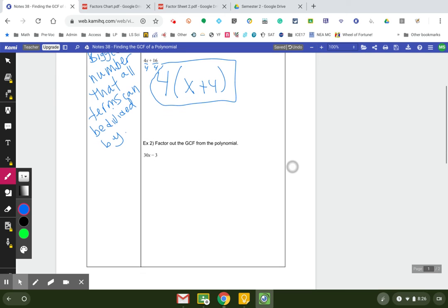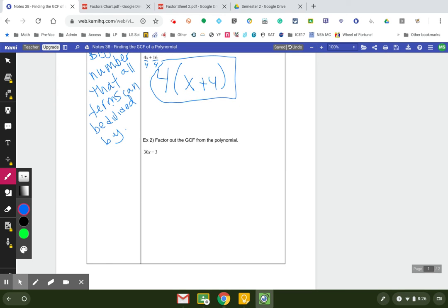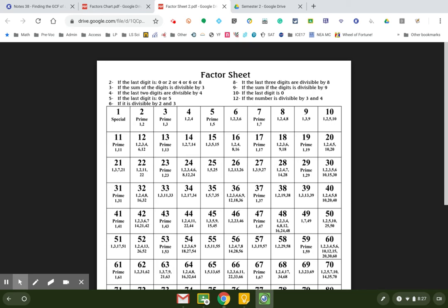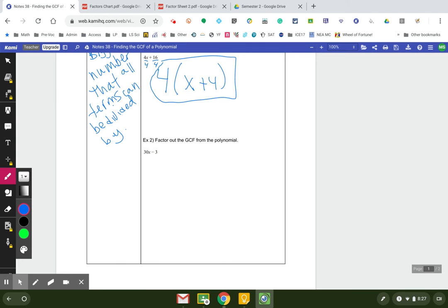All right. So here's the next one. Same kind of thing. We're going to look at our chart again and see we've got 30 and 3. So I'm going to look, and my factors for 3 are 1 and 3, and then my factors for 30. 3 happens to be right there on the list. So that's great. So I'm going to use that. All right. So I'm going to factor out a 3. I'm going to open a parenthesis, and then I'm going to divide each term by 3.